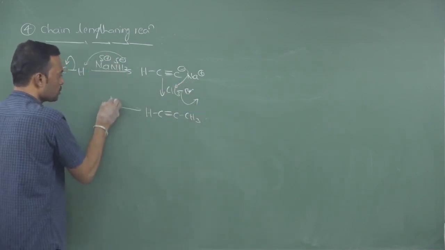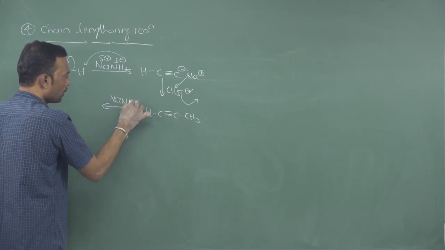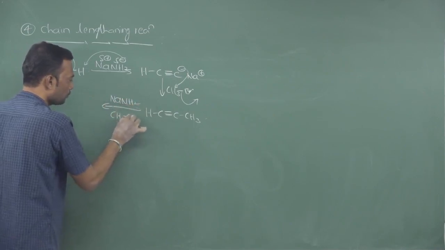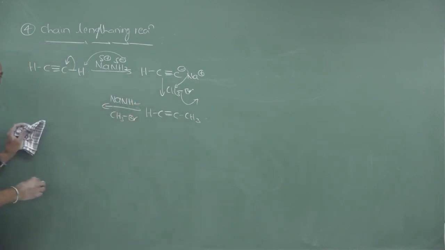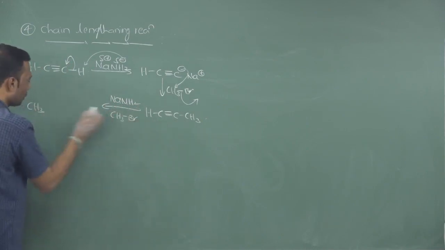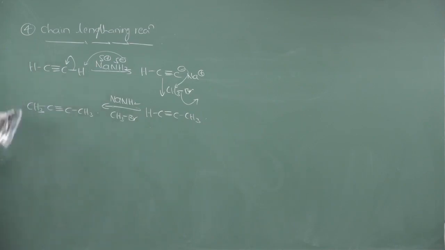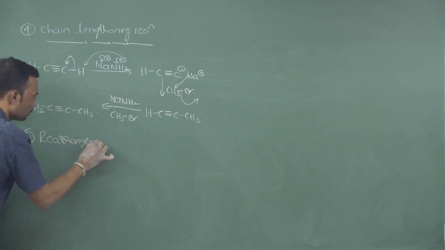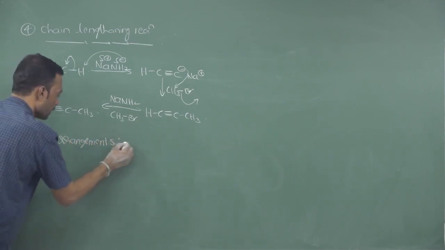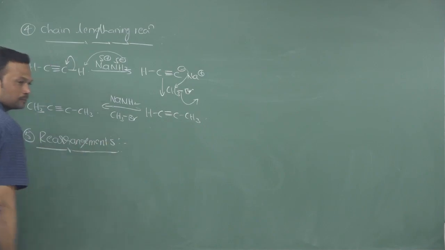Carbanion. Suppose I use sodamide one more time, one more time I am reacting with methyl bromide. What is the answer? So can I write one more? This amide will take this proton and finally forms a carbon-carbon triple bond. Chain lengthening reaction. Okay. Next. This is the last reaction for carbanion. That is rearrangements. Rearrangements are also possible with carbanion.